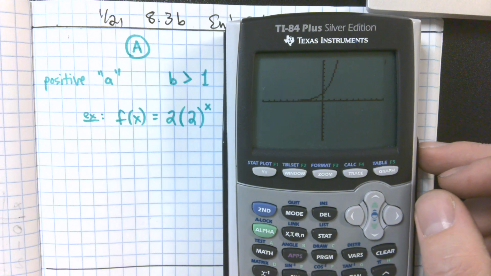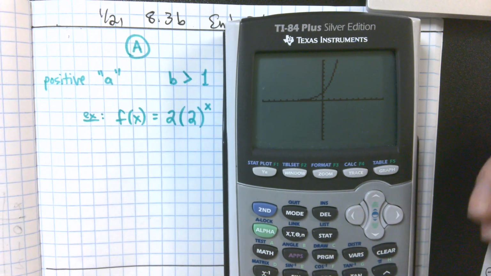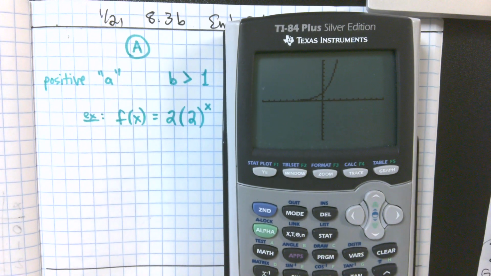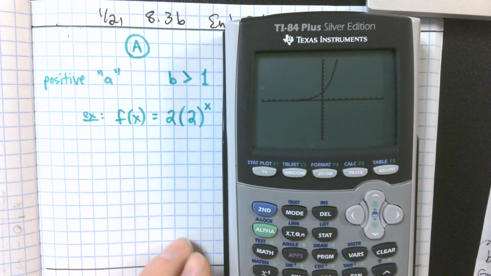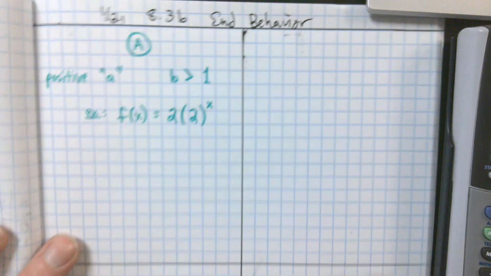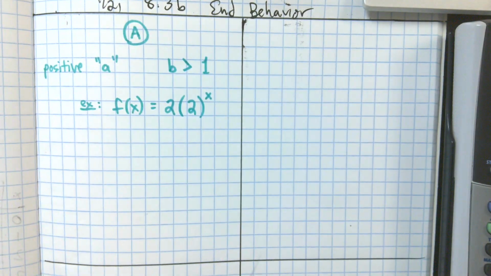Everybody see that? Where's my right arrow going? It's going up, up, up to what? Infinity. Where's my left arrow going? Towards 0, right? So here's how we're going to explain this in terms of end behavior, right?